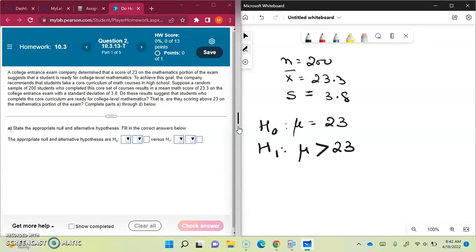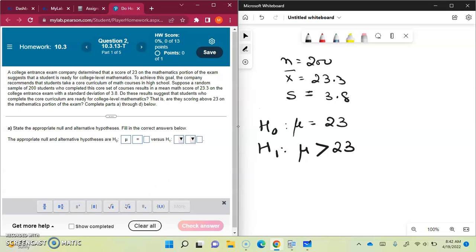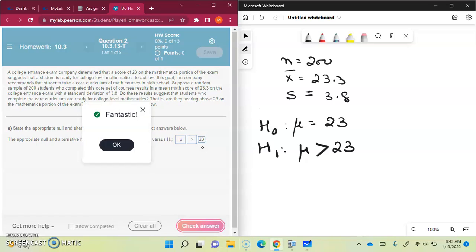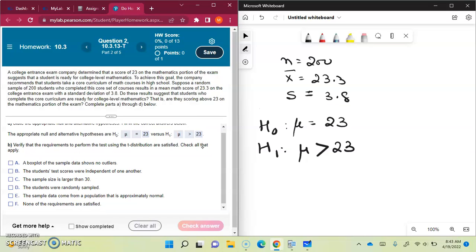So let's see if that is correct. Our null hypothesis is mu, that is always equal to, so this would be 23. The alternate hypothesis is also based upon mu, and the alternate hypothesis will be mu is more than 23. Okay, verify the requirements.